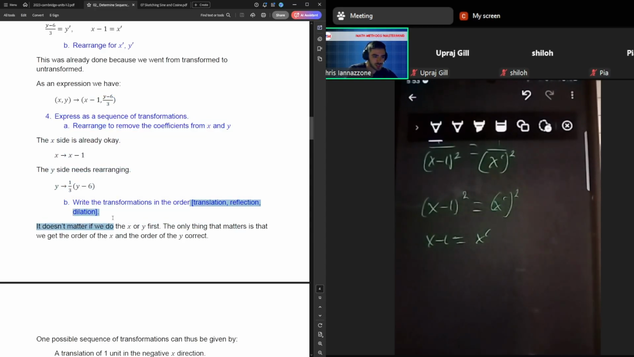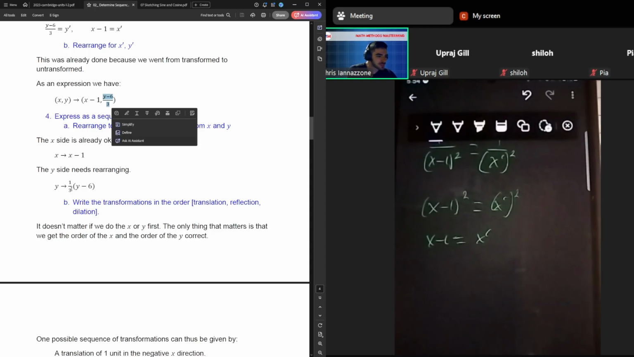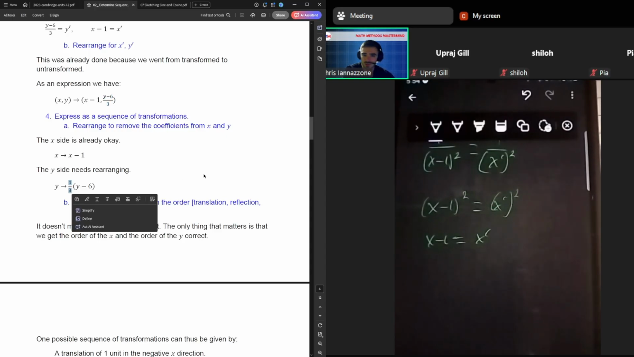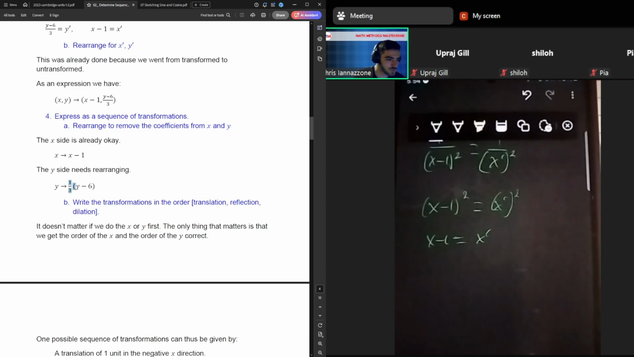If you want to do translation, reflection, dilation, then what you have to make sure is that your x dash and y dash are fully factorized. So you just want to make sure that any common factors are taken out the front. So in this case, they were both divided by 3. Technically, it's already taken out, but we're just going to move it out the front here to be super specific with that.